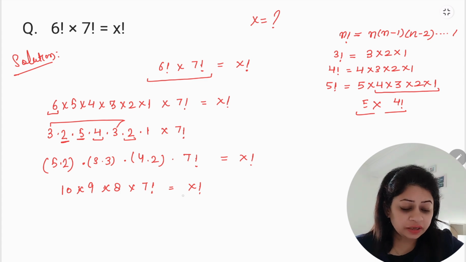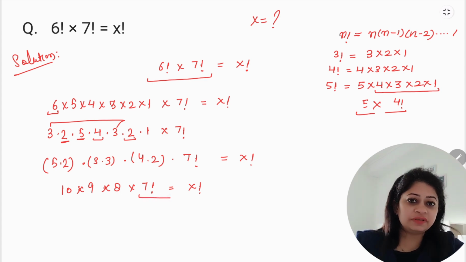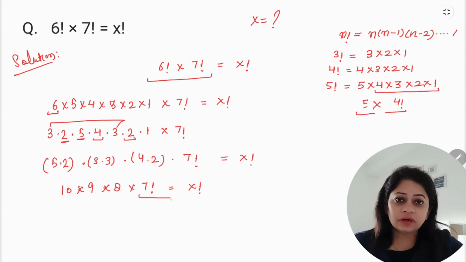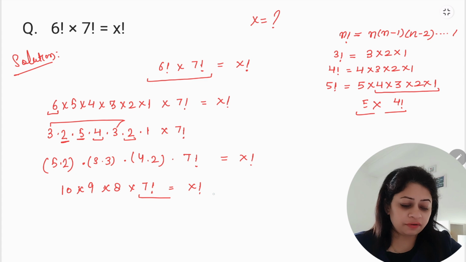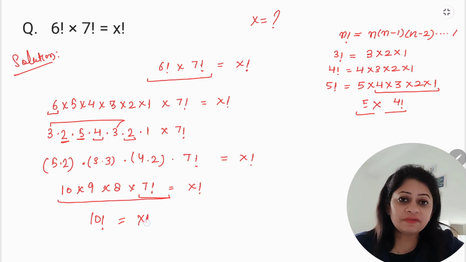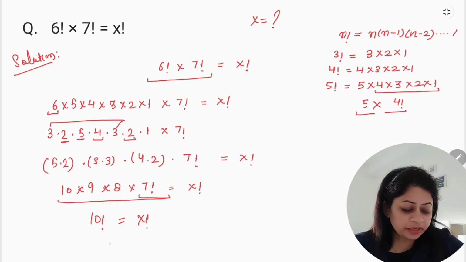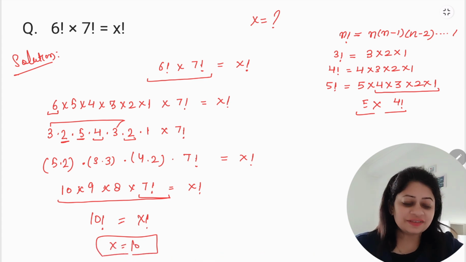Here if you see 10 times 9 times 8, and this will give you 7 times 6 times 5 times 4 times 3 times 2 times 1, right? So this whole term can be written as 10 factorial, which is equal to x factorial, and you can equate and tell that x will be equal to 10, right? So I hope you understood this, right? That x is nothing but 10.